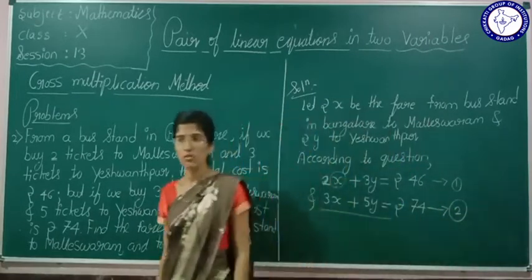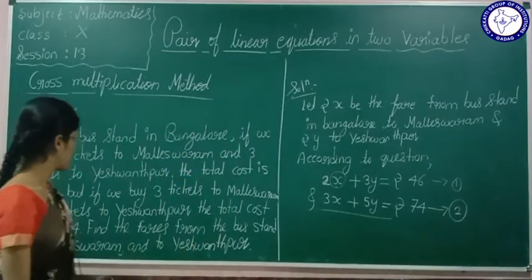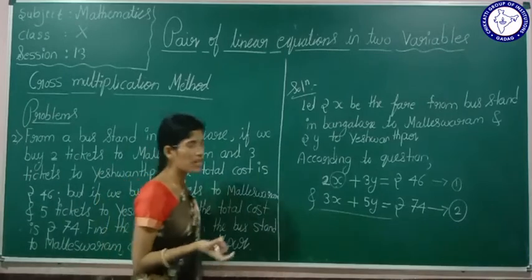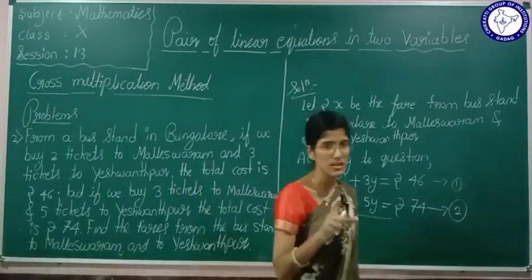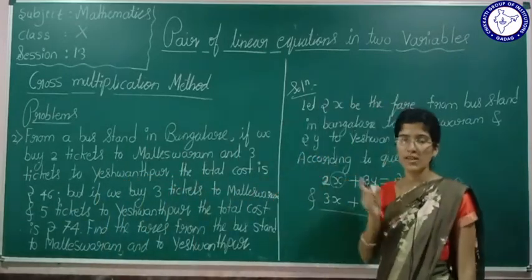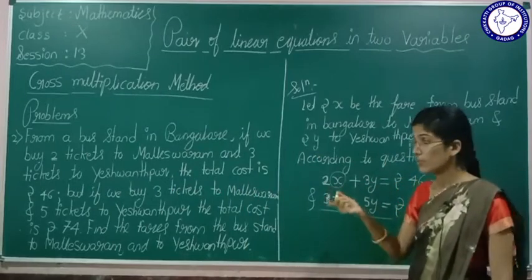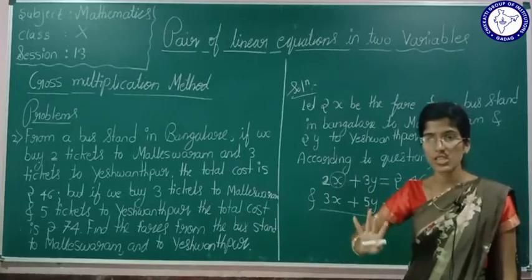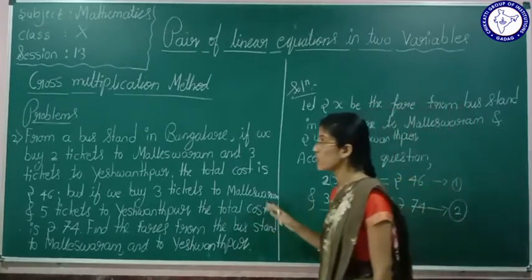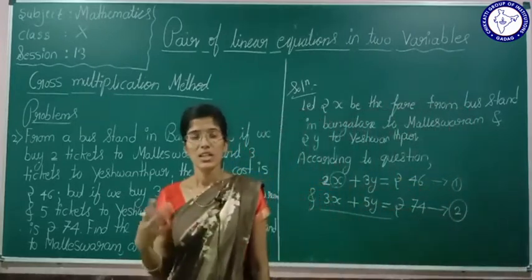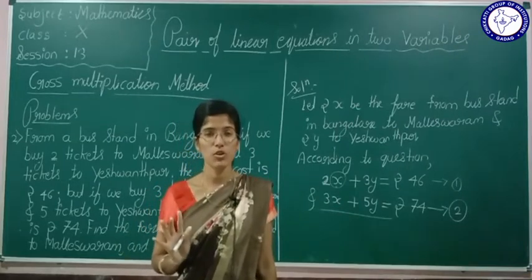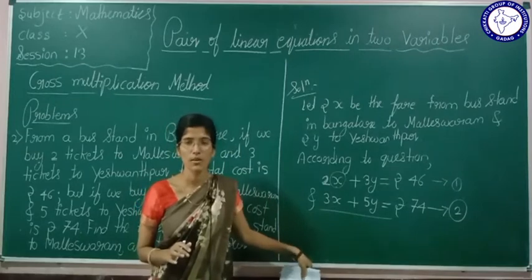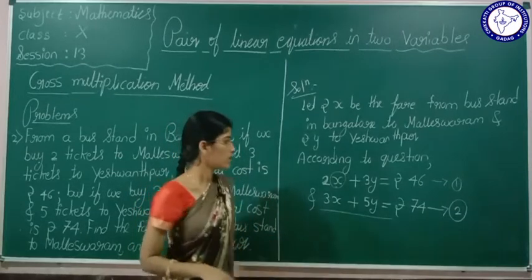Now, they told us to find the fare. They have not mentioned any method, whether substitution method, elimination method, or cross multiplication method. In the exam, if they do not mention anything, it is your choice which method you want to use. But I will do it here by the cross multiplication method only. Now see here.